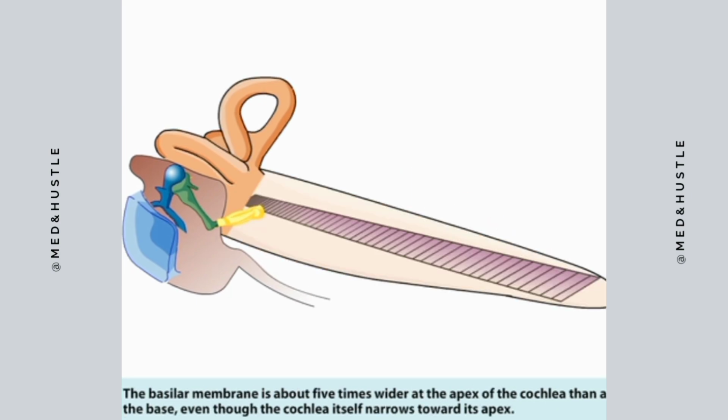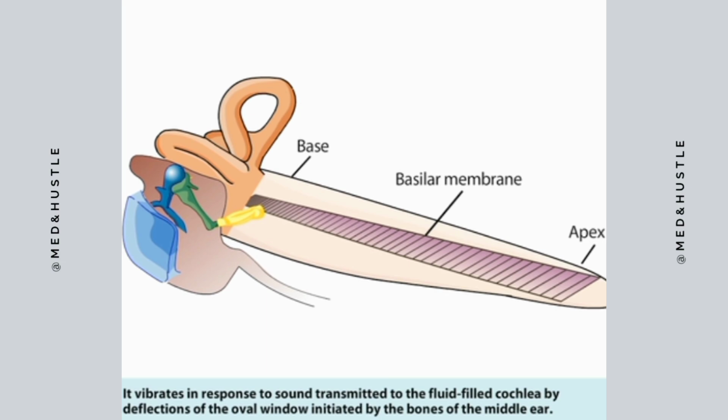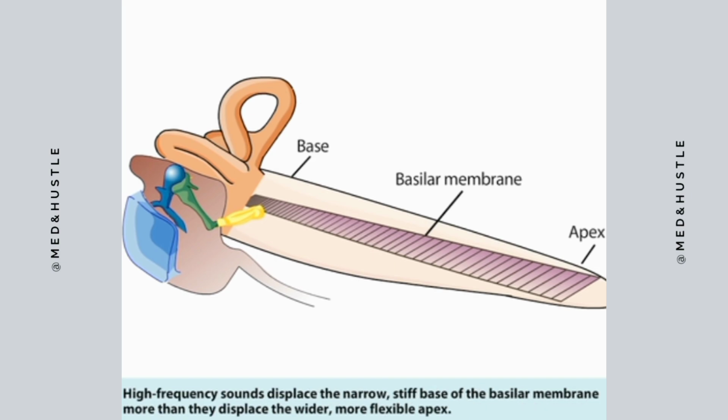The basilar membrane is about 5 times wider at the apex of the cochlea than at the base, even though the cochlea itself narrows toward its apex. It vibrates in response to sound transmitted to the fluid-filled cochlea by deflections of the oval window initiated by the bones of the middle ear. High-frequency sounds displace the narrow, stiff base of the basilar membrane more than they displace the wider, more flexible apex.